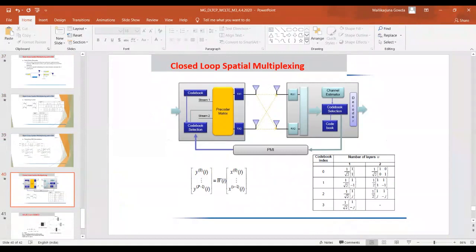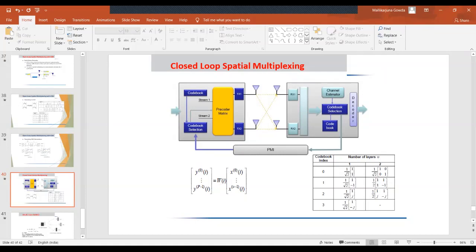So closed loop means there is a feedback from receiver to the transmitter side. Okay. And that is known as channel state information. So the receiver will give a feedback to the transmitter about the quality of the channel. Okay. So this is the closed loop spatial multiplexing, what I can say. The code book, this is taken from a pre-coder, right? So different streams will be applied to the pre-coder matrix. Then output of that will be applied to antenna ports, transmit one, transmit and so on.